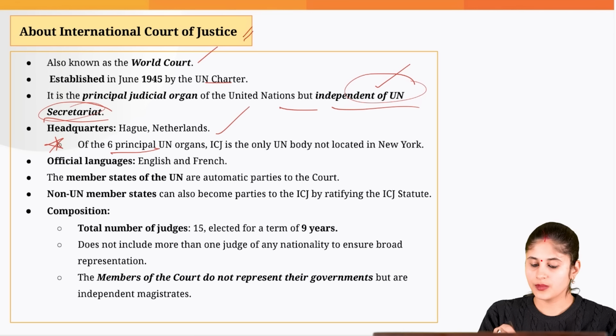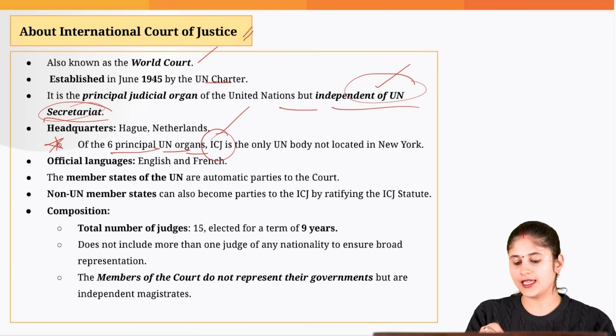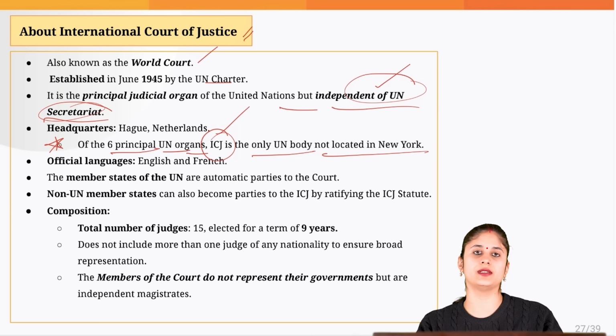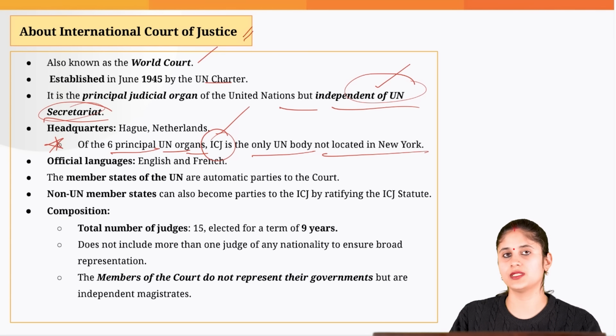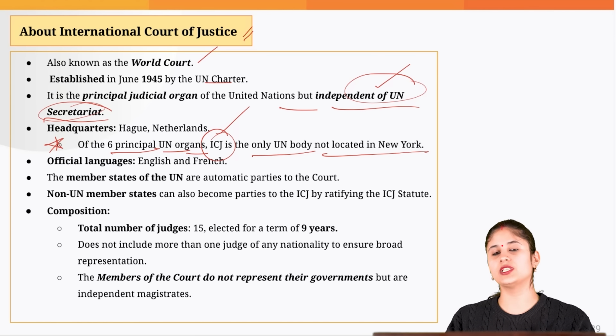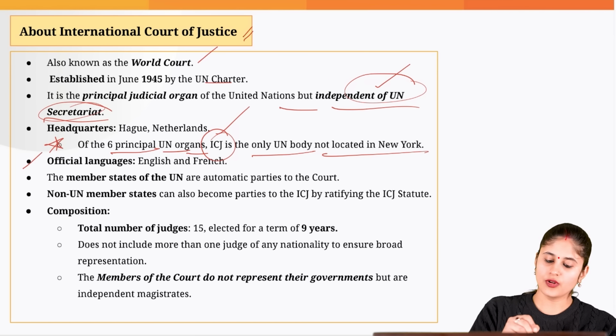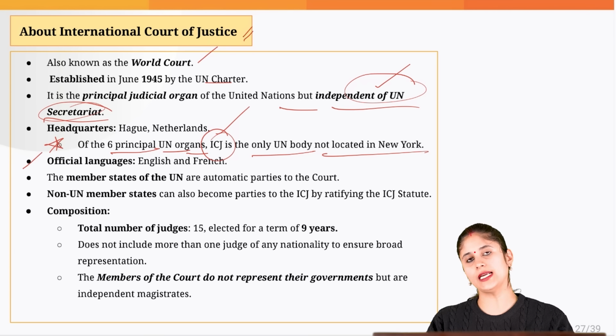Out of the 6 principal UN organs, this ICJ is the only UN body which is not located in New York. You need to let me know in the comment section which are the other 5 principal UN organs. Okay, when you talk about the official languages of ICJ, they are English and French.